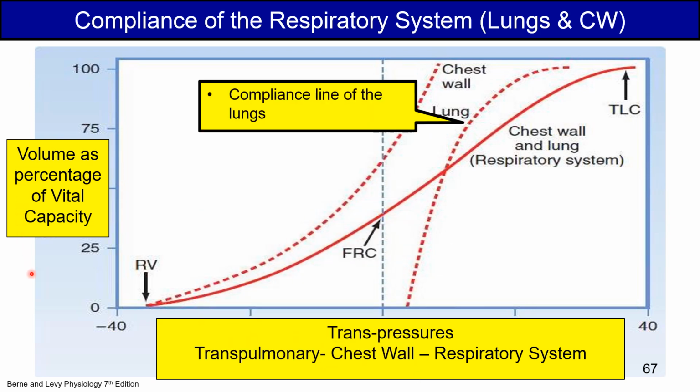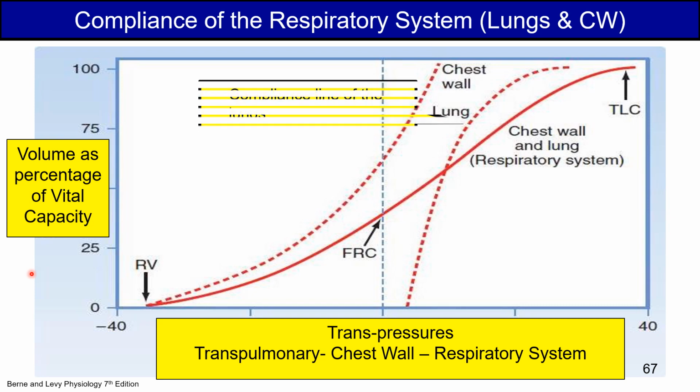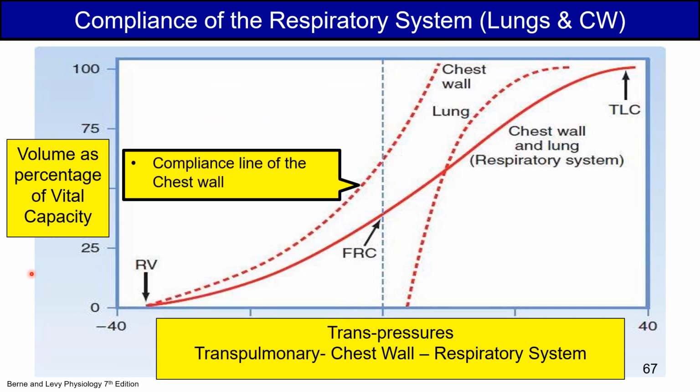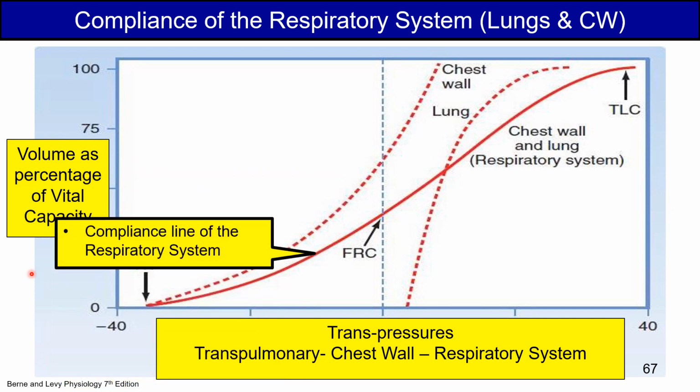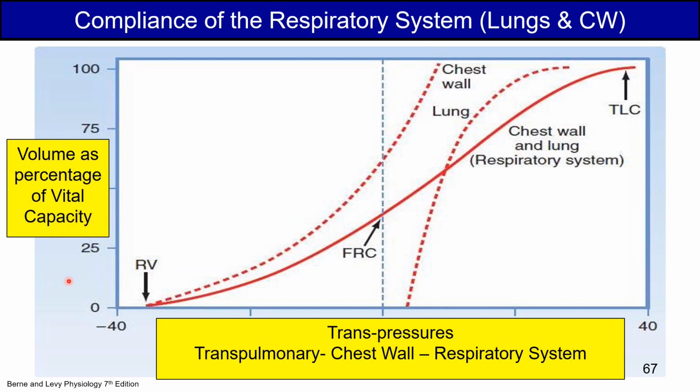This is the compliance line of the lungs. This is the compliance line of the chest wall. And this is the compliance line of the respiratory system. We're going to divide the compliance line of the respiratory system into three parts. The first part is from 0 to 25%. Then the second part will be from 25 to 75%. And the third part will be 75 to 100%.